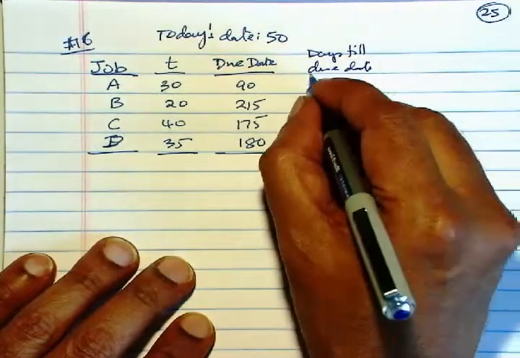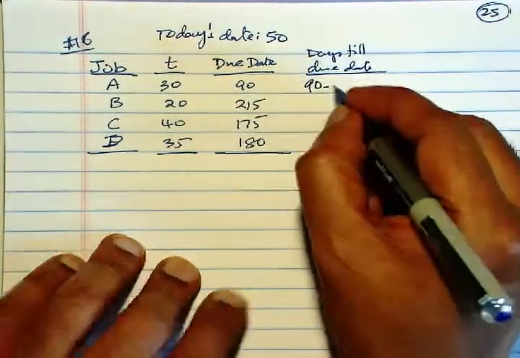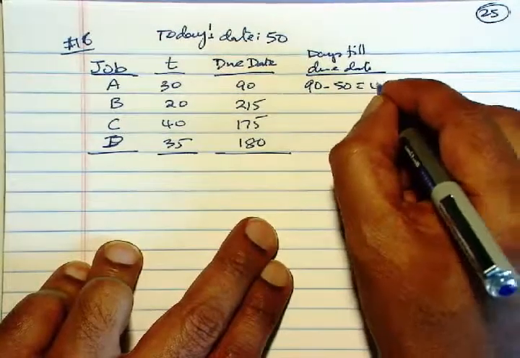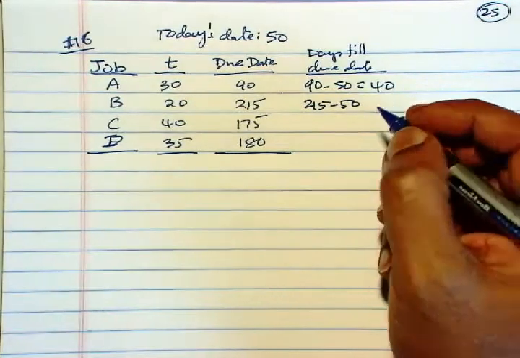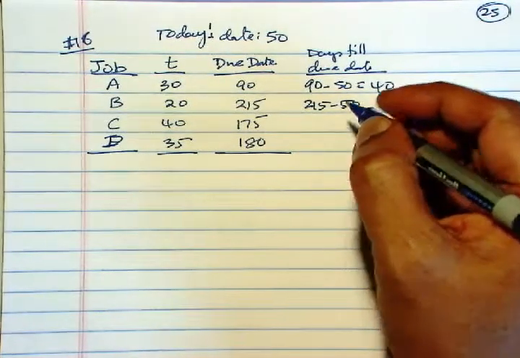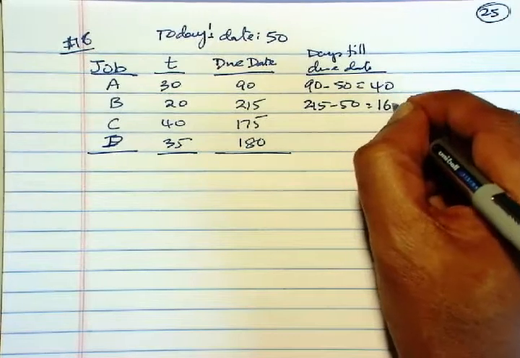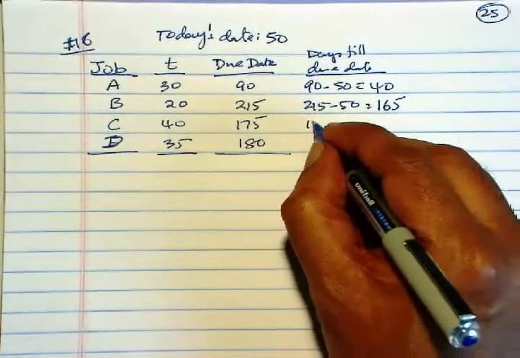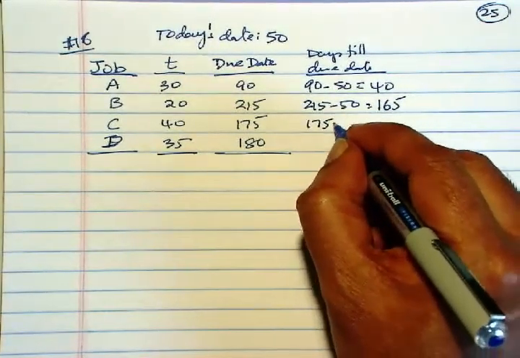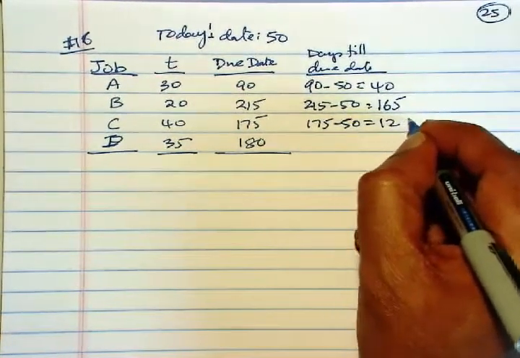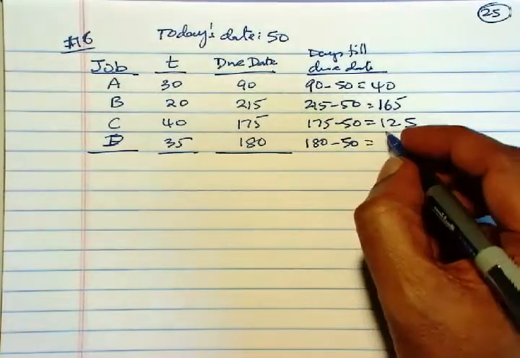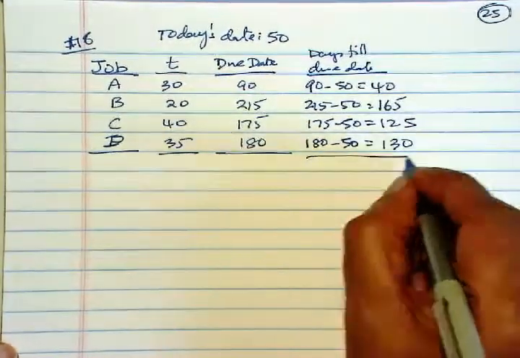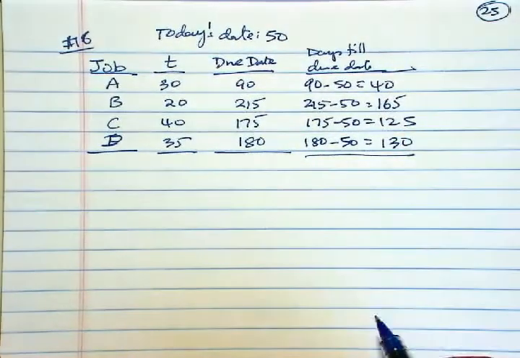And that will be like 90 minus 50 is 40. 215 minus 50 will be 165. 175 minus 50 is 125. 180 minus 50 is 130. So this is the due date that we have to consider because we want to look at it from a relative point of view.